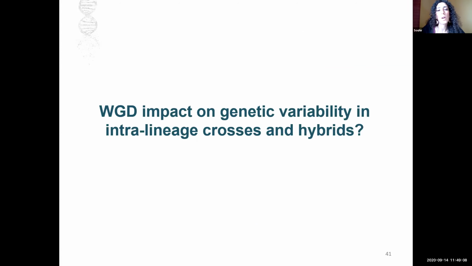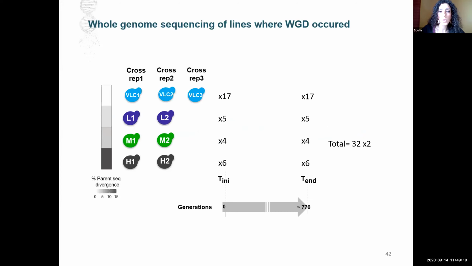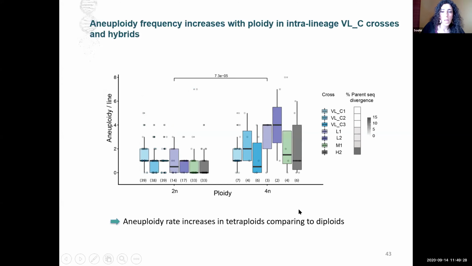And finally, we also tried to investigate whether whole genome duplication will increase genetic variability in intralineage crosses and hybrids. For that, we sequenced the genome of all the 32 lines where whole genome duplication occurred, soon after mating and at the end of the experiment. And aneuploidy analysis shows that there is indeed a significantly higher aneuploidy rate in tetraploids compared to diploids.